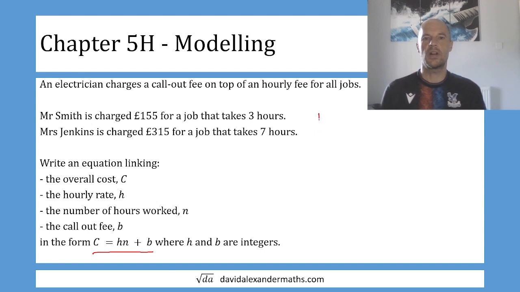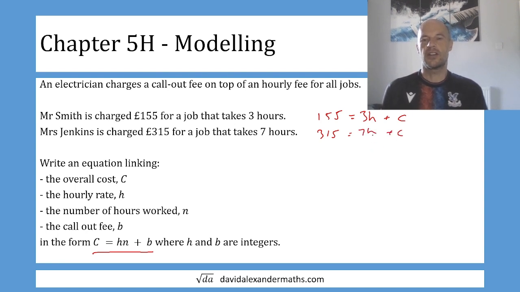So the overall cost for Mr. Smith is going to be 155, and that equals 3 times the hourly rate, which we don't know, so it's going to be 3H, plus the call-out fee, which we still don't know. Mrs. Jenkins is going to be £315 equals 7H plus the C.